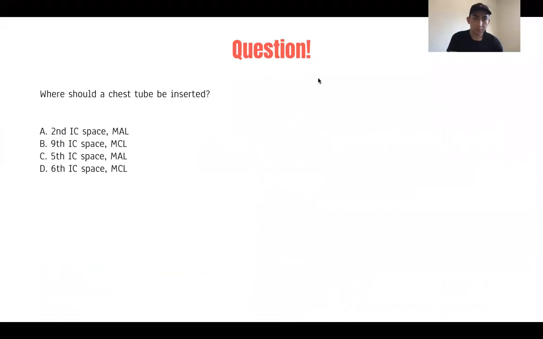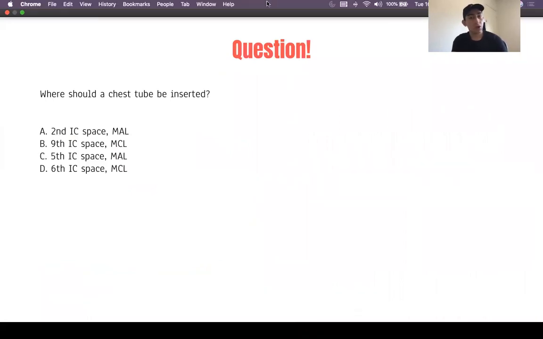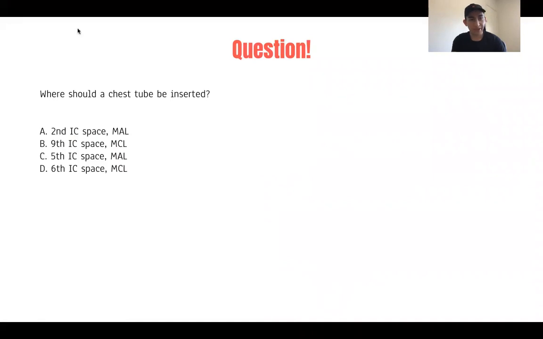Where should a chest tube be inserted? So this can be for a pneumothorax, for a consolidation. If you were to put in a chest tube, which space and which location would it be put in? Perfect. So the answer is the fifth intercostal space in the mid-axillary line. I think everyone got that one.